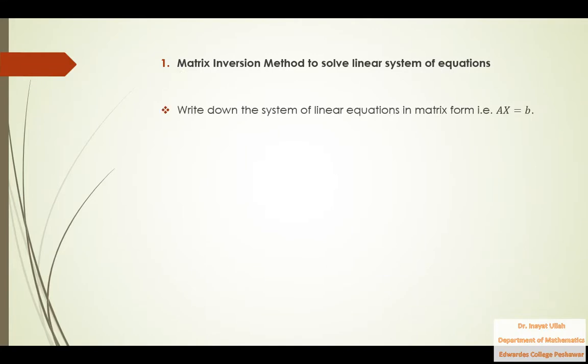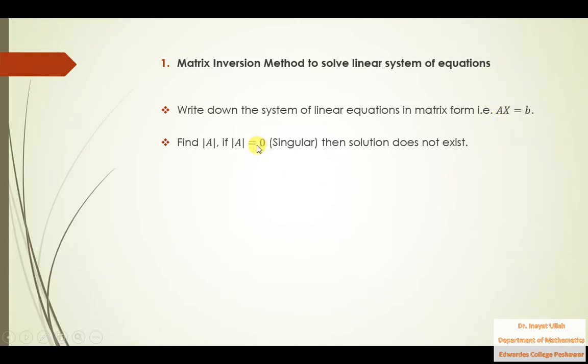The matrix inversion method to solve the system of linear equations. The first step to be followed is that we need to write the system in matrix form, Ax is equal to b. Secondly, we need to find the determinant of this coefficient matrix.